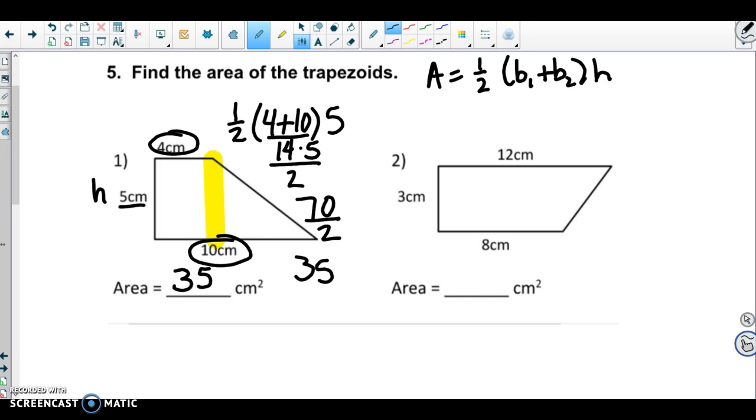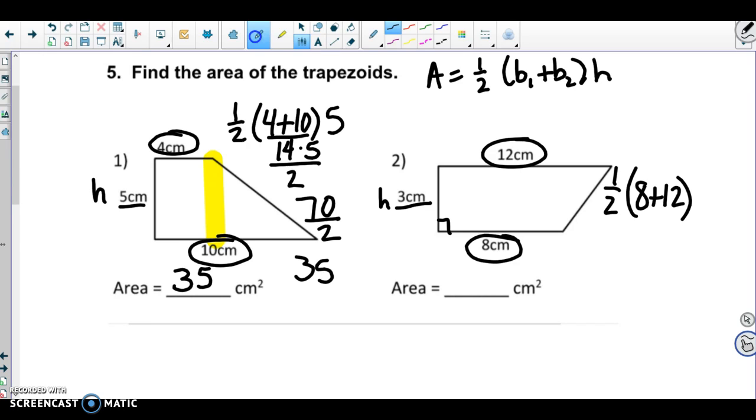I'm going to use the formula again for this one. So I'm going to take the 1/2, base 1 and base 2. In this case, my two parallel sides again are these two. And so I'll plug in the 8 plus 12. And then my height is this one over here because it's perpendicular. It forms a 90 degree angle. So that'd be times 3.